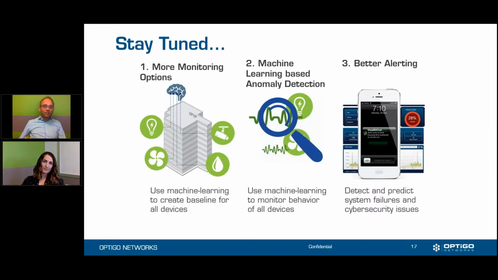And over time, we're going to be layering under the hood some machine learning based anomaly detection, which is going to help spot problems a lot faster, and it's going to have some security benefits as well as more quickly alert and notify when something's going awry. And we're working on better alerting.